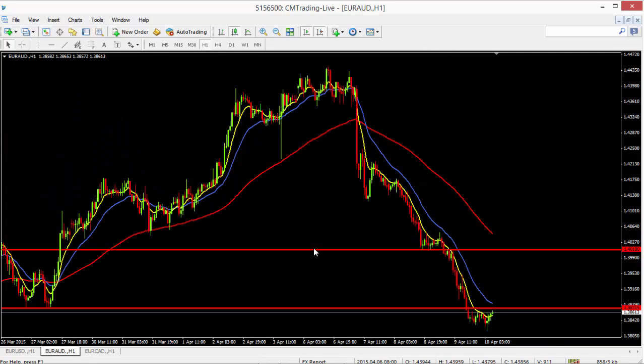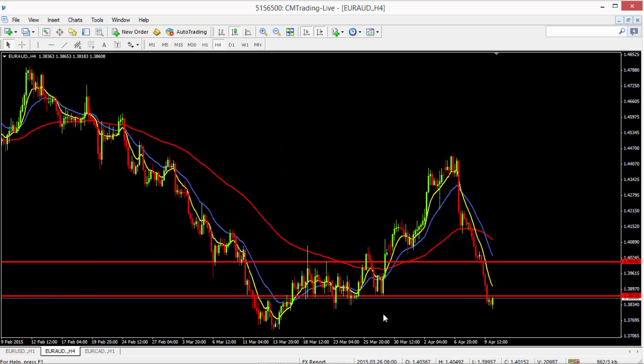The euro to the Australian dollar. On the hourly chart, it's broken that support level. This certainly looks like a short. I think I'm going to wait for a reversal candle at resistance before taking it short. If we look at the higher time frames, not a lot of space down here, so I want the best price I can get.